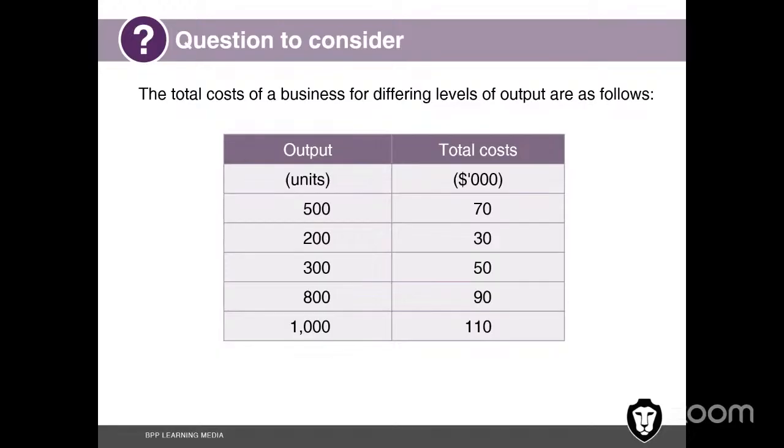So the highest activity there looks like 1,000 and the lowest activity looks like 200. So carry the figures that go with it. It will be 110,000 and 30,000. So use those and see what you get. What would be the variable cost per unit and what would be the total fixed cost?